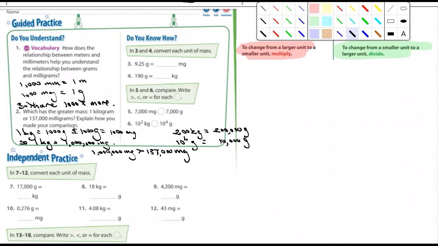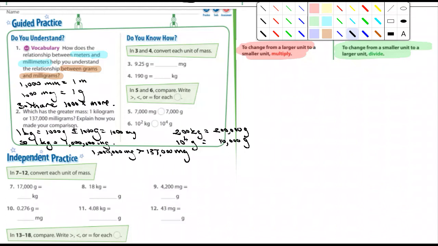It says, how does the relationship between meters and millimeters, Mr. Hayes, stop that please, thank you, between meters and millimeters help you understand the relationship between grams and milligrams? And what I simply pointed out is that 1,000 millimeters equals 1 meter, and 1,000 milligrams equals 1 gram. So they share the concept that they're 1,000 times larger, both of them.